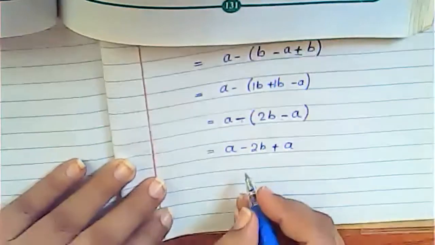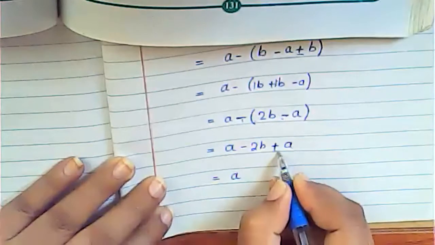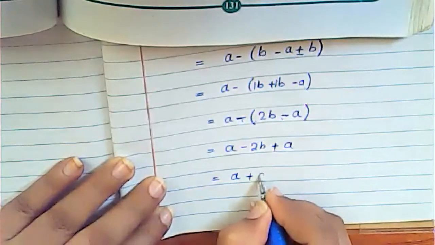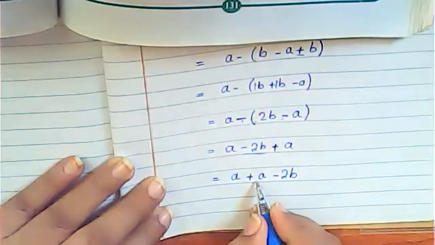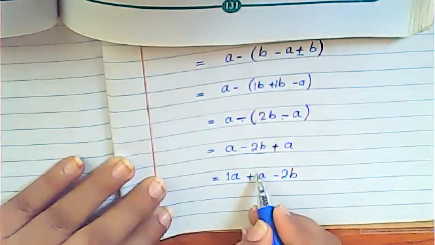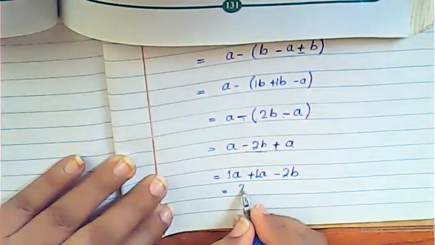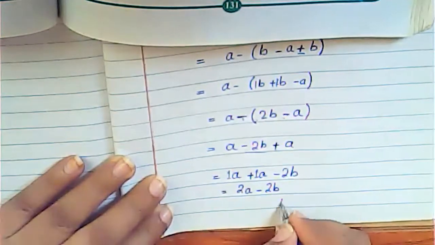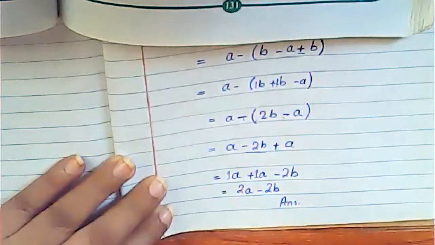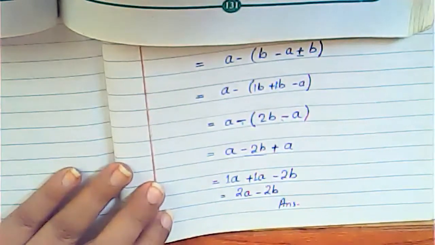Now, next step, you are going to arrange it. Simply you will write A, this is plus A, plus A minus 2B. Okay, plus plus will be plus. This is 1, it has one coefficient, so 1 plus 1 will be 2, and the answer will be 2A minus 2B. This will be your answer. Is it clear? Now I'm going to check each work. Everyone, please show your work.